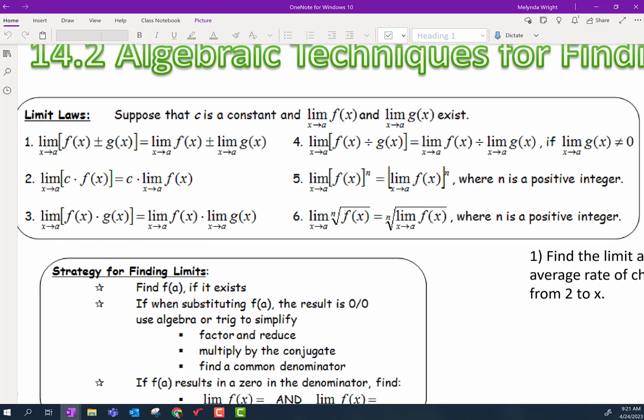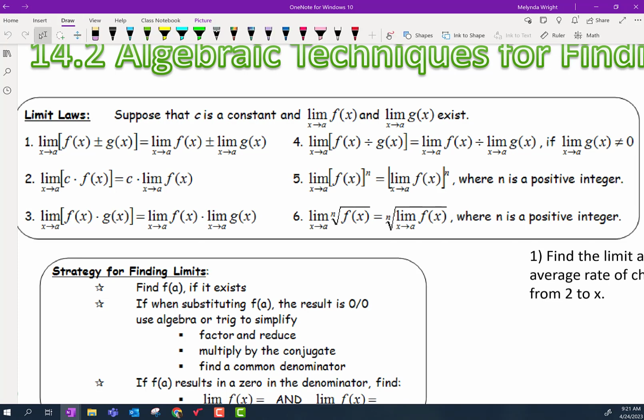So we have the first law, which tells us that if we're doing the limit of two different functions that are being added or subtracted, we are certainly allowed to split them. Do the limit of the first one, and then plus or minus the limit of the second one. That is perfectly acceptable, and sometimes it's quite necessary for us.